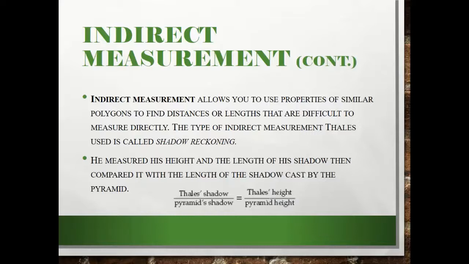We typically use the length of a shadow to determine the height of an object by measuring the length of your shadow and how tall you are. Then we can set up proportional triangles, and by using similar triangles, we can deduce the actual height of the object producing the other shadow. Now, he measured his height and the length of his shadow, then compared it with the length of the shadow cast by the pyramid in the equation seen here.